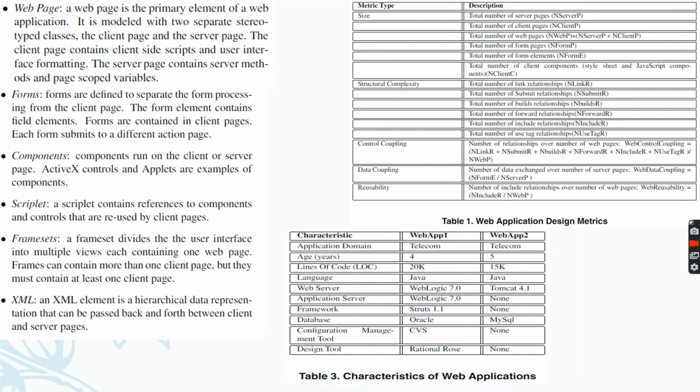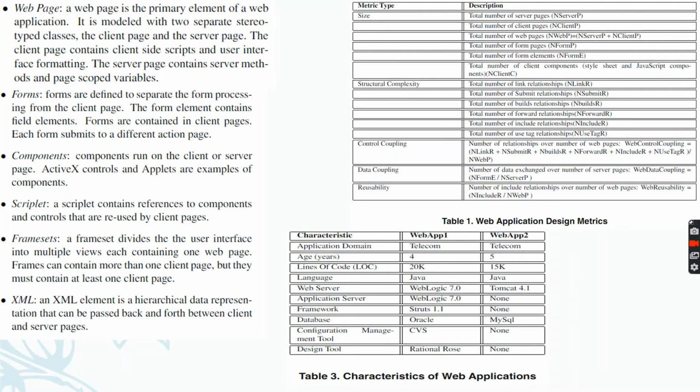Now we'll see what is an XML. An XML element is a hierarchical data representation that can be passed back and forth between client and server pages. This is a very important table that is towards your right, that is the web application design metrics and the characteristics of web application. While asking the question, like the question will be like, mention some of the characteristics of web applications, you can find the answer to that question.